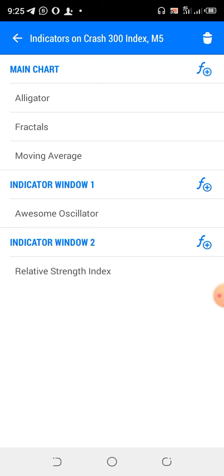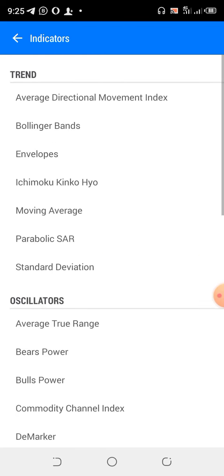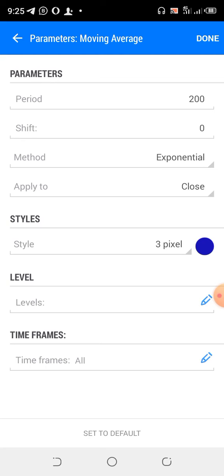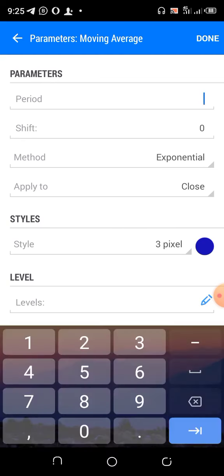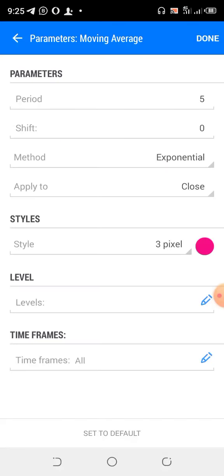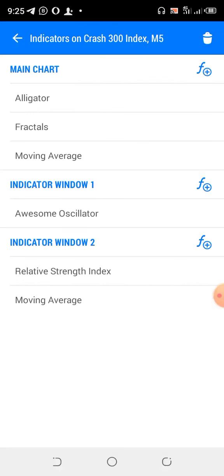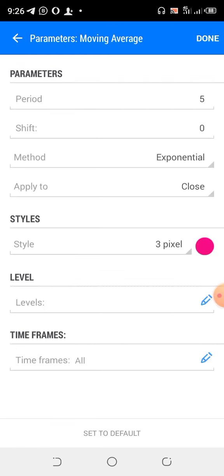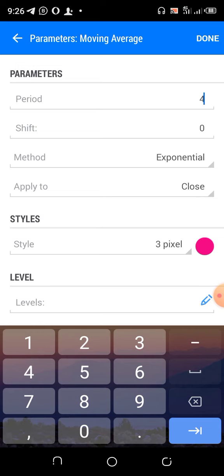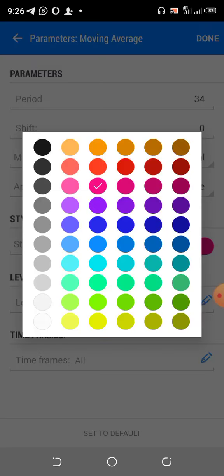Then you say done. Then in that indicator window 2, touch the F plus. If you touch it, you now go to moving average. For the moving average, the first one you add is 5, and I will change my color to any of my choice. Then I go back to the same place, touch the F plus on that indicator window 2, and add my period as 34. Then I'll change my color to blue.